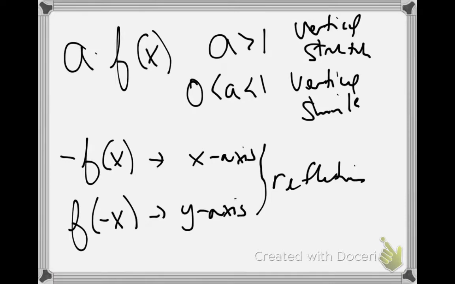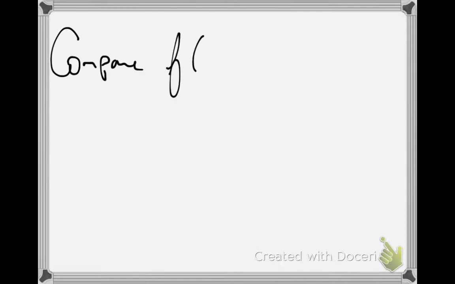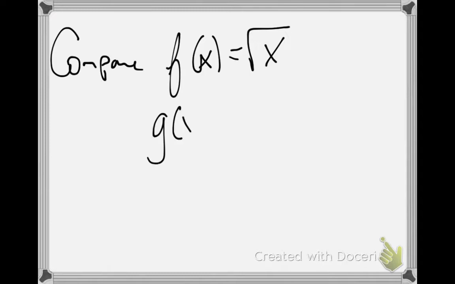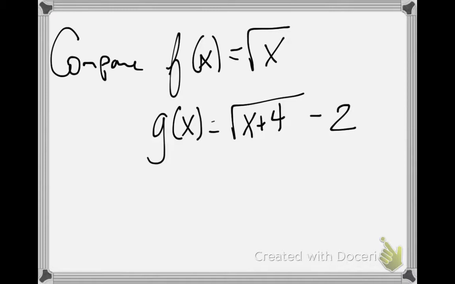Let's look at some example problems. I came up with some problems similar to the ones that are in the summer packet relating to transformations. So let's compare f of x, which is the square root of x, and g of x, which is the square root of x plus 4 minus 2. Okay, so f of x is your parent graph. I'm going to draw a rough sketch of it right here. That's the square root function that starts at 0, 0 and goes out to the first quadrant.